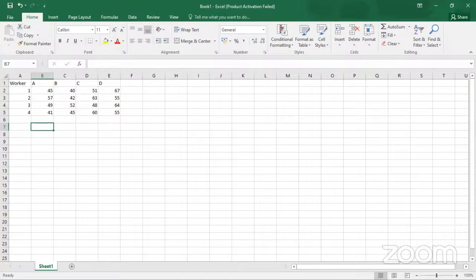67 minus 45 is how much? 22. 67 minus 40, 27. 67 minus 51, 16. 67 minus 67, 0. So this is how I convert the profit matrix into a loss matrix. I will be working on the loss matrix, not on the profit matrix.